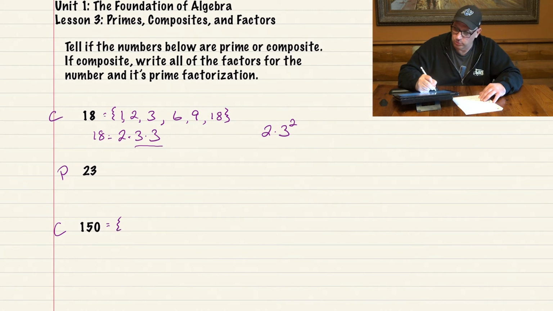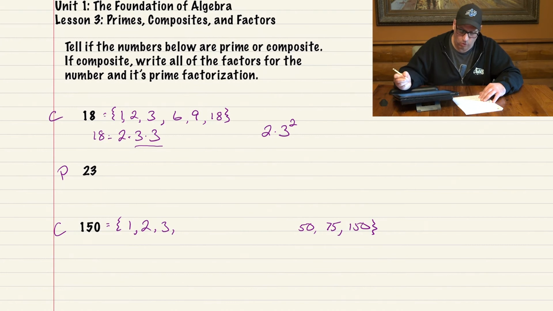Is equal to, we're going to do 1. I'm going to go way out here, 150, because I'm going to need some serious space for this one. 2 goes into it because it ends in an even number. So 2 goes in 75 times. 3 goes in because of sum of the digits, so we know that works. 3 goes in 50 times. 4 does not go in. 5 goes into it because it ends in a 0. 5 goes in 30 times.